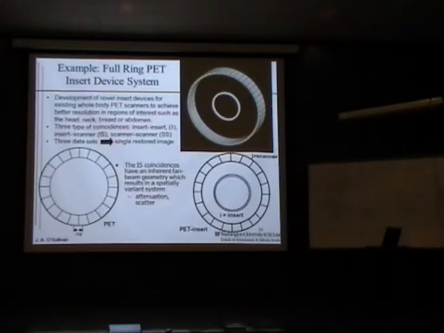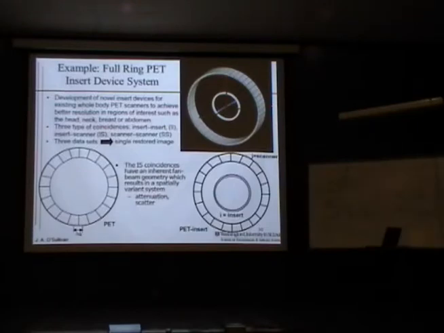And by doing so, there are now 3 types of data sets that can be obtained, called types of coincidence. There is the coincidence from the source to the detector that occurs within the insert, this blue line. There are coincidences between the insert and the outer ring of the scanner. And then there are the coincidences from the scanner to the scanner. So 3 data sets that can be pulled together jointly to yield a single restored image, okay?